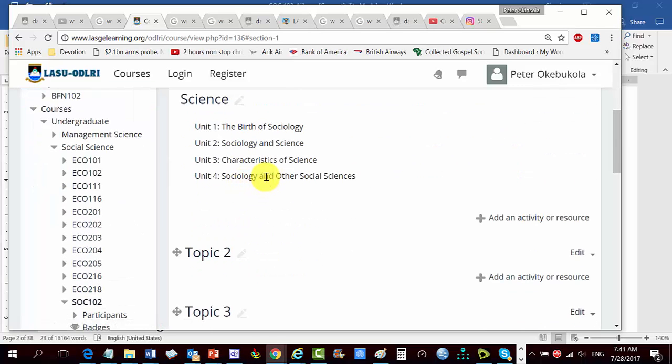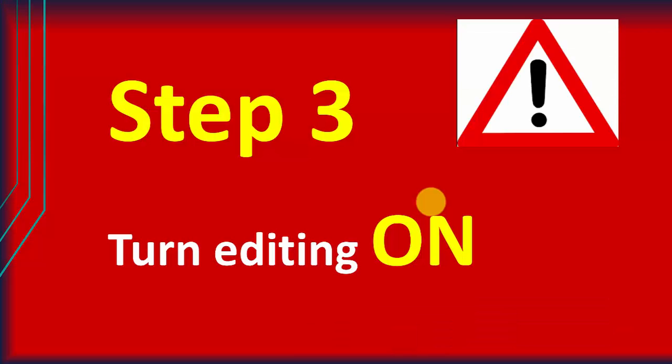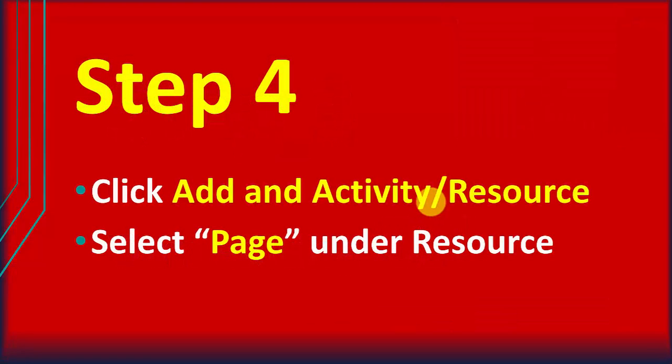So we got this there. So back to this lesson, because this one is about the previous lesson. What is the next thing to do to put all our contents, the full contents here? Let's see what our guide tells us. So that will be our step number 4. Step number 4, you can see it. Click add an activity or resource. And then the next one is to select a page under resource. So let's go back there and do it.